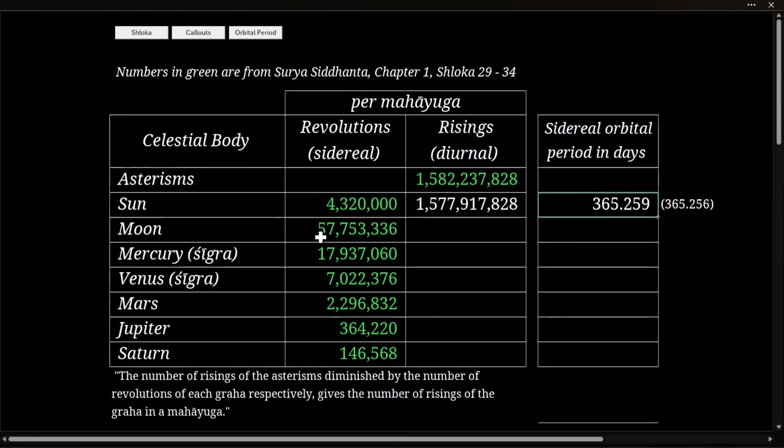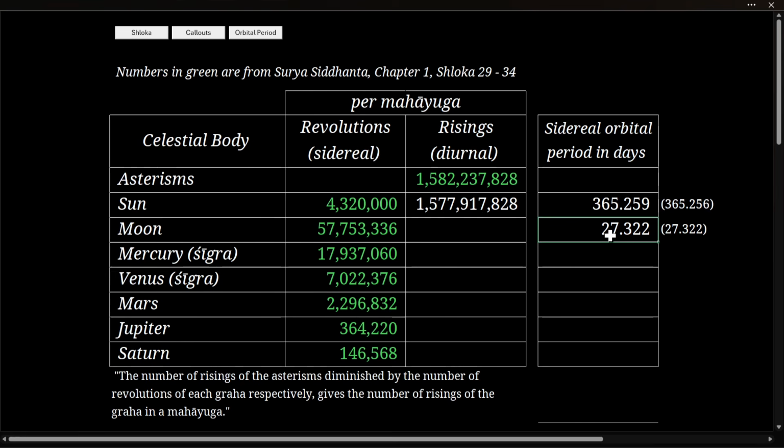Same reasoning. To make 57,753,336 revolutions, the moon takes 1,577,917,828 solar days. Therefore, to make one revolution, how long does the moon take? Take this, divide by this, and what do you expect to get? You get the 27 wives of the moon. You know that the moon takes 27 days to go completely around the nakshatra mandala.